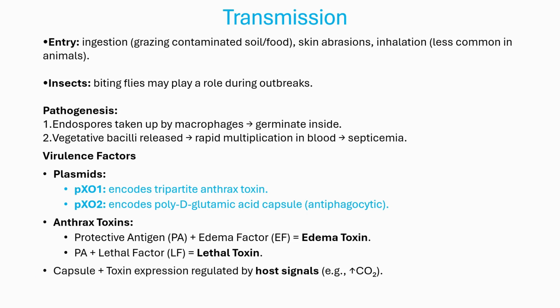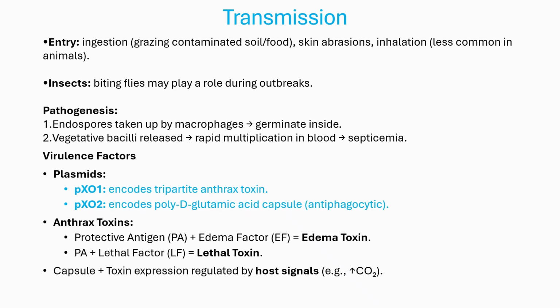Next is its transmission. Transmission occurs mainly through ingestion when a grazing animal consumes soil or feed that is contaminated with the anthrax spores. The organism can also enter through skin abrasion, leading to cutaneous anthrax. Inhalation of spores is less common in animals but remains an important route, especially under certain environmental conditions. During outbreaks, biting flies may act as mechanical vectors, contributing to the spread of infection among animals.